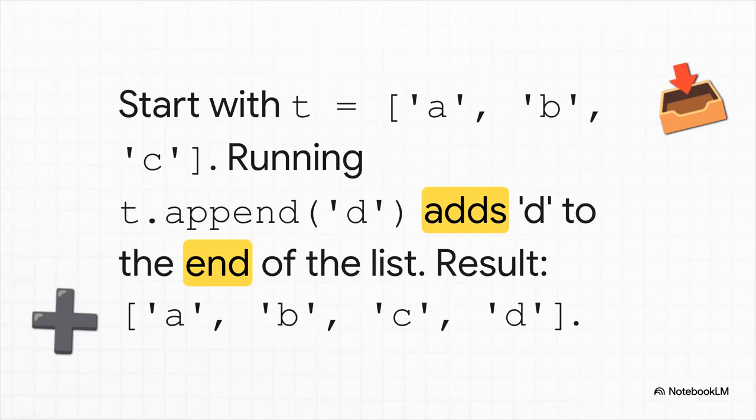Let's see one of these methods in action. It makes it so much clearer. So we start with this list T that has A, B, and C. Then we call T.append D. And what does Python do? It just tacks D right onto the very end. This is by far the most common way you'll be adding items to a list.